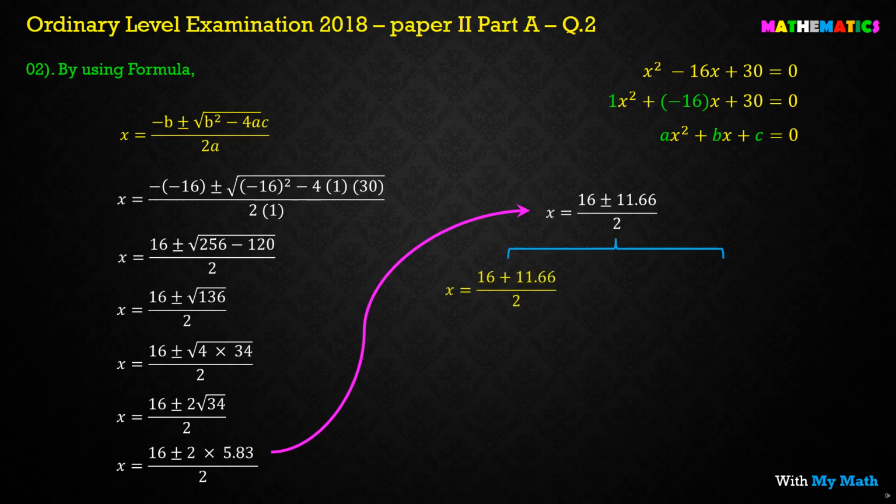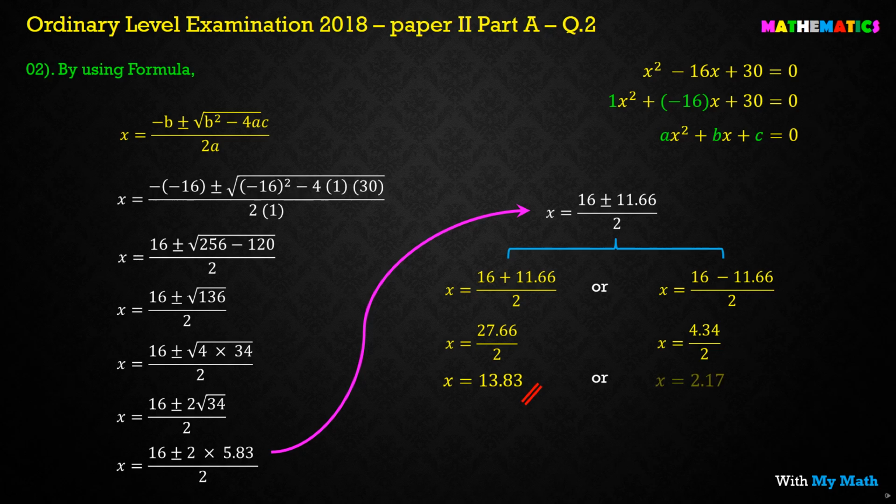Then I have two ways, the plus way and the minus way. When we go with the plus method, it gives us 13.83. If we go into the minus part, it will provide 2.17 as the answer. You can see both answers are similar to the first method. Then we can show that the length is 13.8 centimeters and the width is 2.2 centimeters.